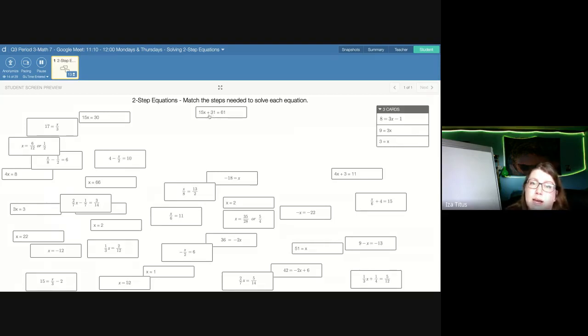So I'm going to subtract 31 from both sides. So I'll have 15x by itself, and that will equal 61 minus 31, which is 30. So I'm looking for 15x equals 30. Okay, now I'm going to divide both sides by 15. So x will be alone here. 30 divided by 15 will be 2. And now I have 3 cards in order here, so this one's done.